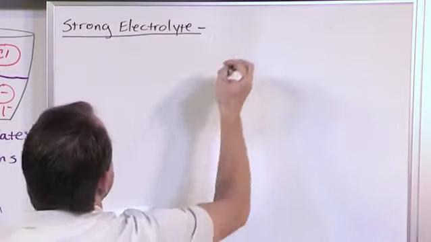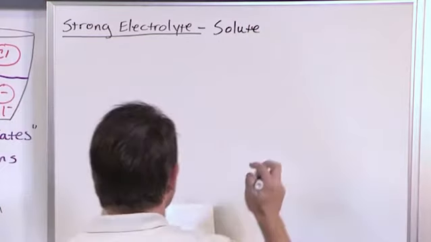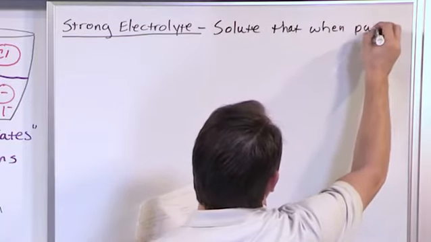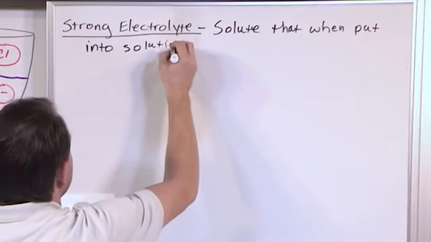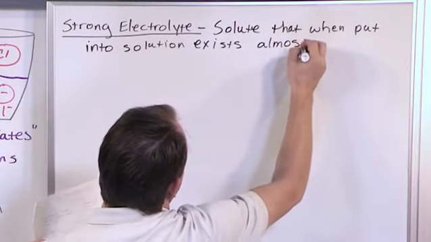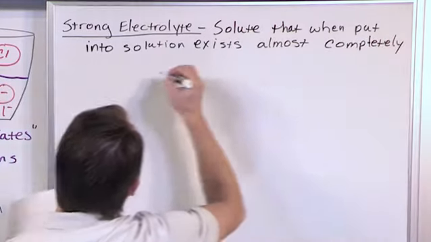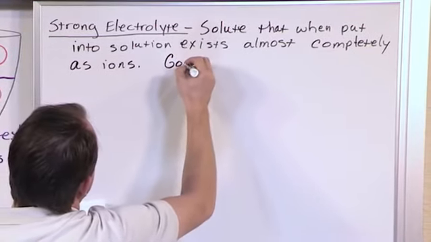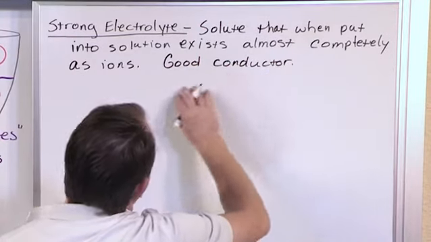So a strong electrolyte is a solute. Don't forget, a solute just means something that we're trying to dissolve, that when put into solution, it exists almost completely as ions. And of course, because of that, it's a good conductor. When I say good conductor, I mean a good electrical conductor.